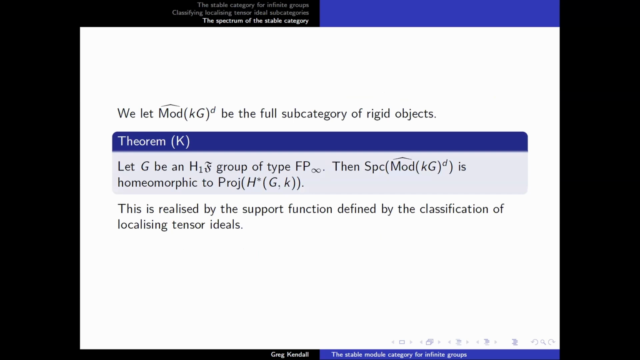And we can get the spectrum of the stable category, but it's much more restricted to certain classes of groups. So we have HF groups of type FP infinity, where the trivial module has a resolution by finitely generated projectives. Then we get basically the same statement as for finite groups: the spectrum is homeomorphic to the spectrum of the cohomology ring. This really comes from taking the classification of localizing tensor ideals from before and restricting it to the rigid objects, and that somehow gives us this homeomorphism.